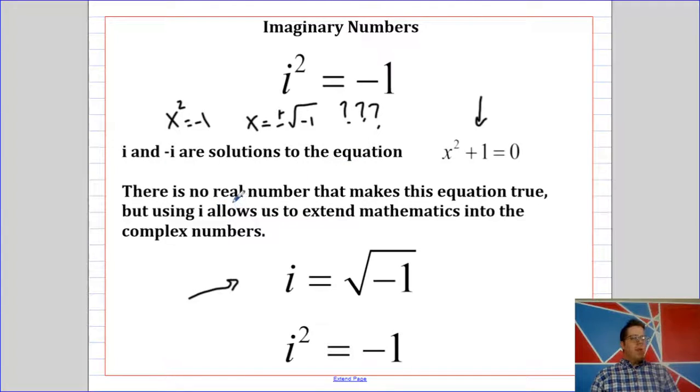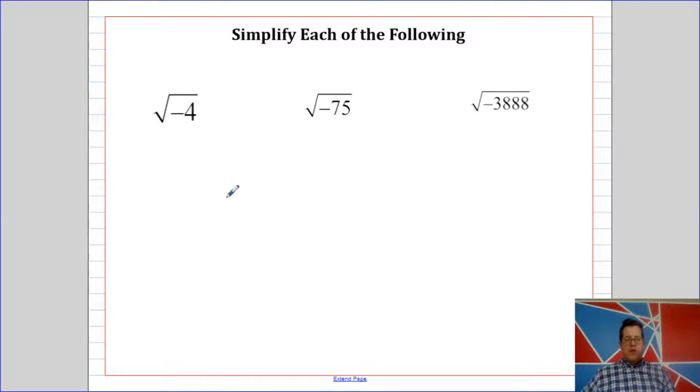So there's no real number that makes this equation true, but what we do when that situation arises is we say, can we make something up? And then, does everything that follows follow in a logically equivalent way? Or did we just make something up that was contradictory and didn't make any sense whatsoever? So we can use this new definition to simplify a bunch of square roots of negative numbers.